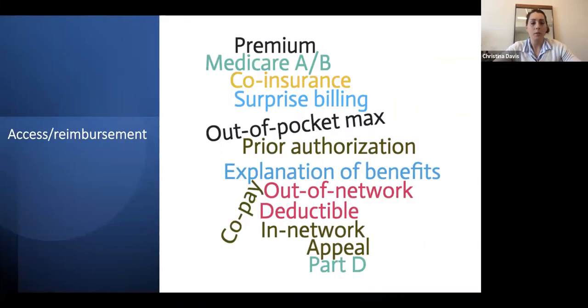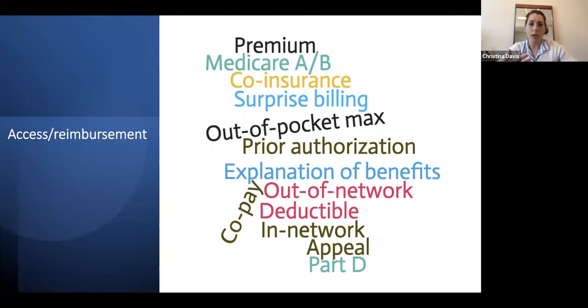In terms of access and reimbursement, I made this word cloud and it was stressing me out even making it, because every time I think about what our patients go through, it is very overwhelming. These were just a handful of words that I thought of right off the bat when I think of access and reimbursement to oral chemotherapy drugs.